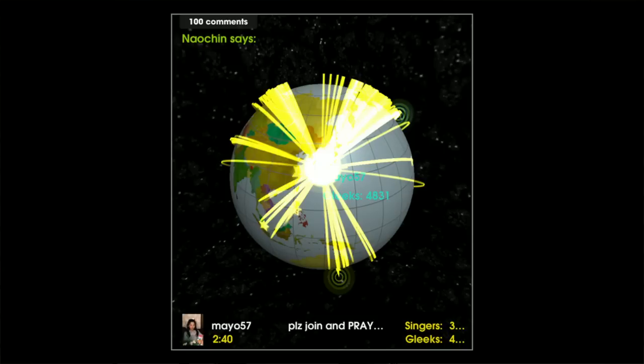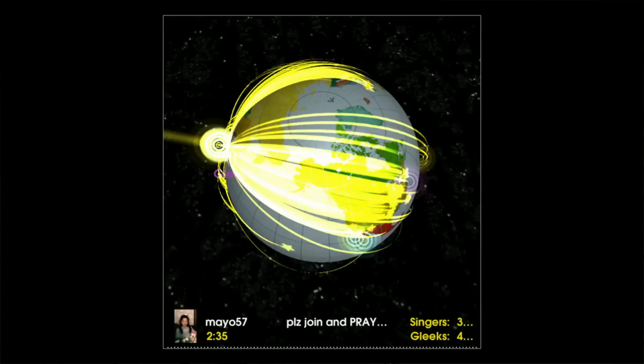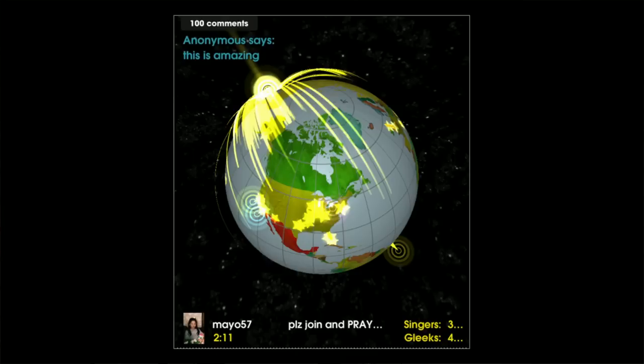You can kind of see people coming from all around the world, and all these lines are converging on the origin where the first rendition of the song was sung, and that's in Tokyo. And this is what it sounds like when there's 1,000 people. This is 1,000 voices.